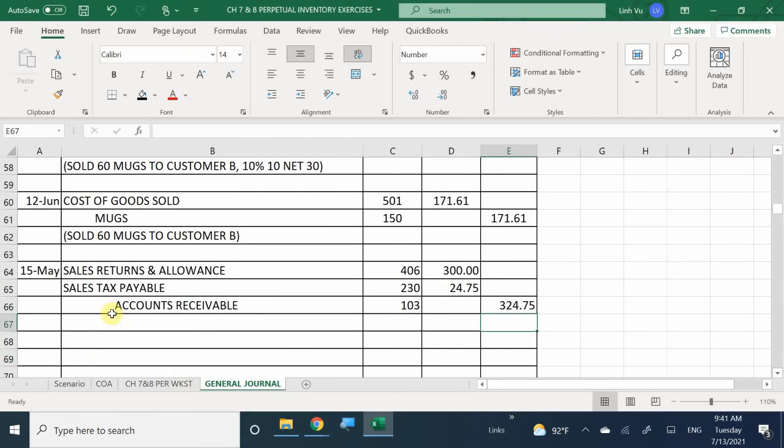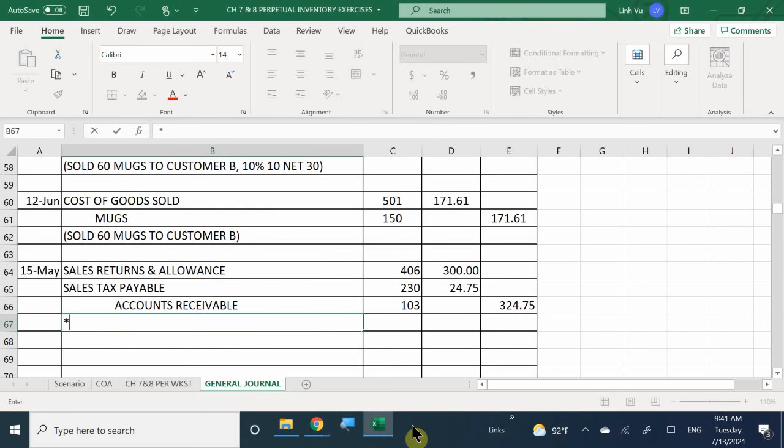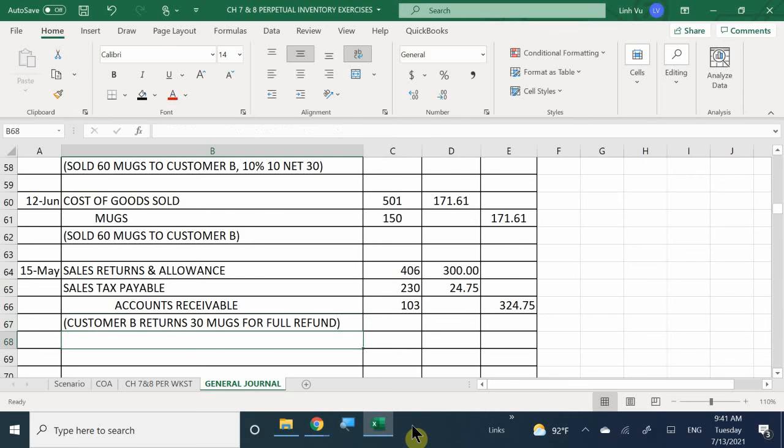$324.75. Okay. So once again, I'm going to make a note here because it's very crucial that you put a note here that customer B returns 30 mugs for full refund. Now, what is so significant about this full refund? What do I have to do? Did I actually get the items back? Yes, he returned them, right?